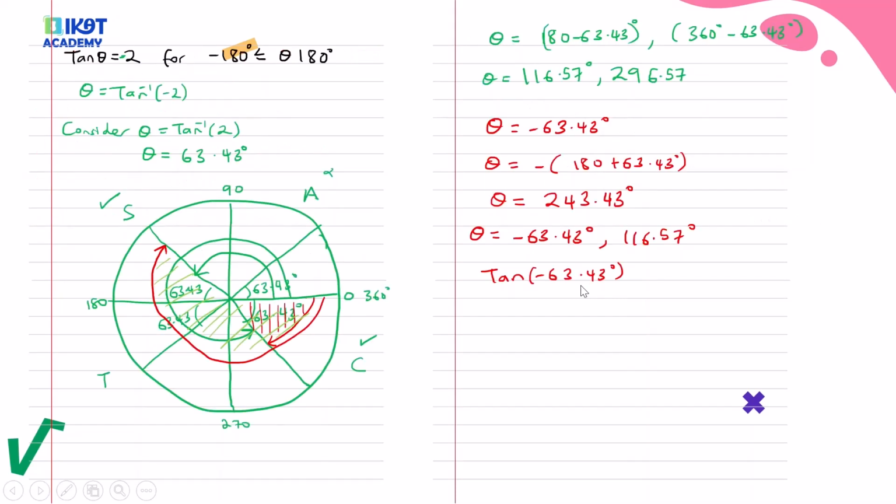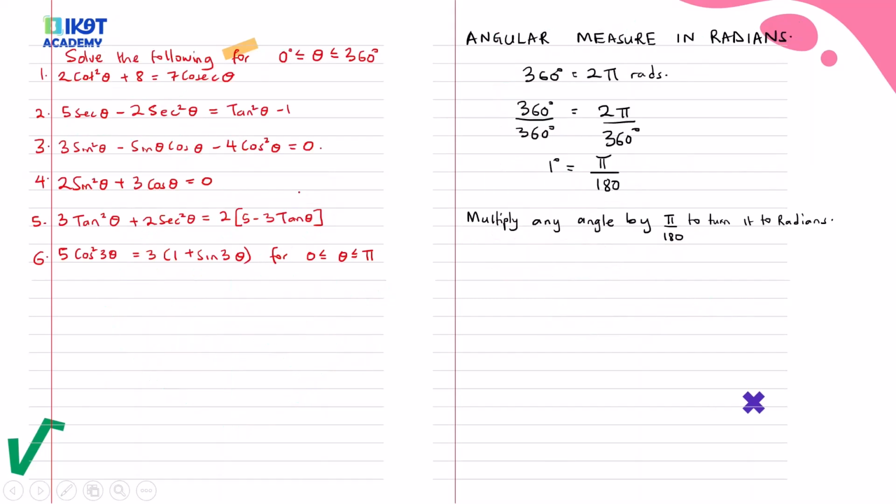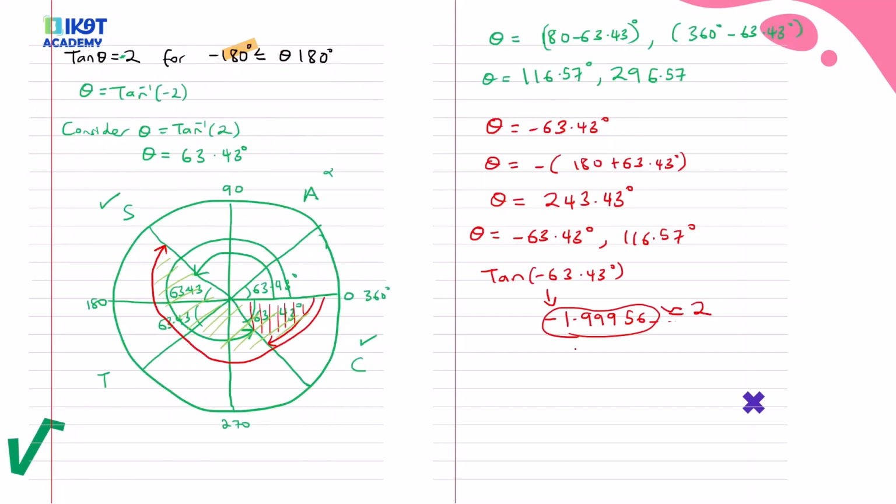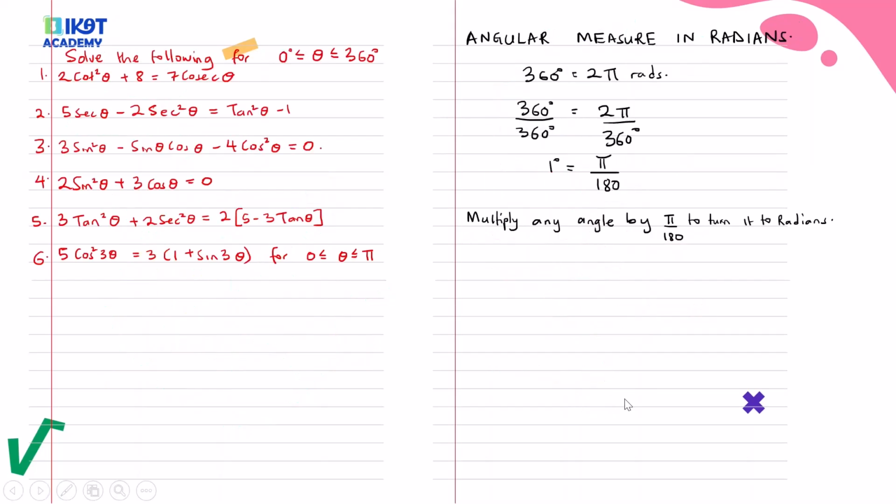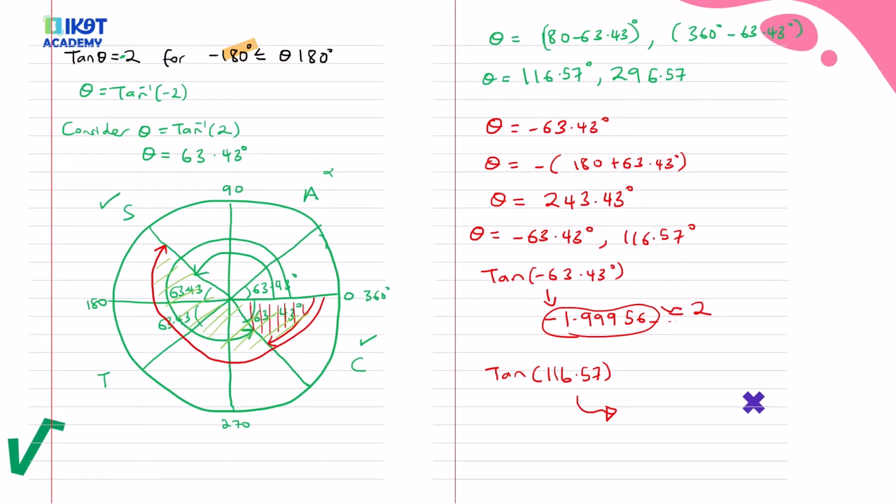Tan of negative 63.43. This is negative 1.9995. So you see, this is approximate. Even the negative angle works, and that is just an error from rounding off. You can try it on the calculator. So I think you can see with this, you can find as many angles as you want. It's just the question that limits you.